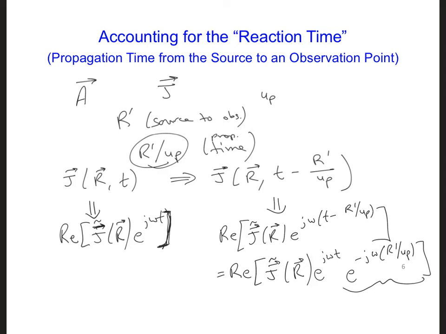And since we can relate k to the propagation speed and omega, we have omega over up is equal to k. That means that what we get for this expression here is e to the minus j k r prime. So here's omega and up, so I substituted in k. So in phasor form, we can multiply the current density by this term in order to account for the time it takes the fields to propagate from the source, the current density, to the observation point.